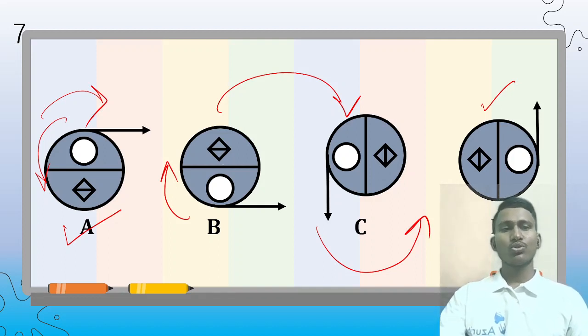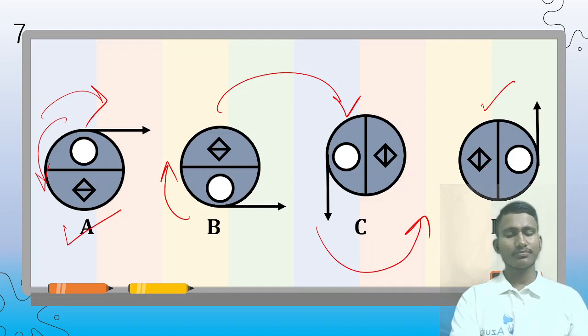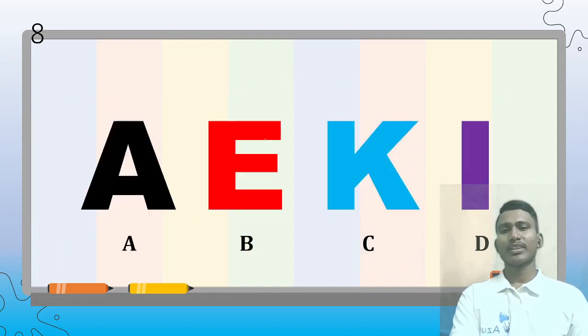Good. So has everyone understood this? Yes, sir. Okay. So let us go for the next one now. So here, what will be the different one? Yes, sir. K. Yes. Why K?